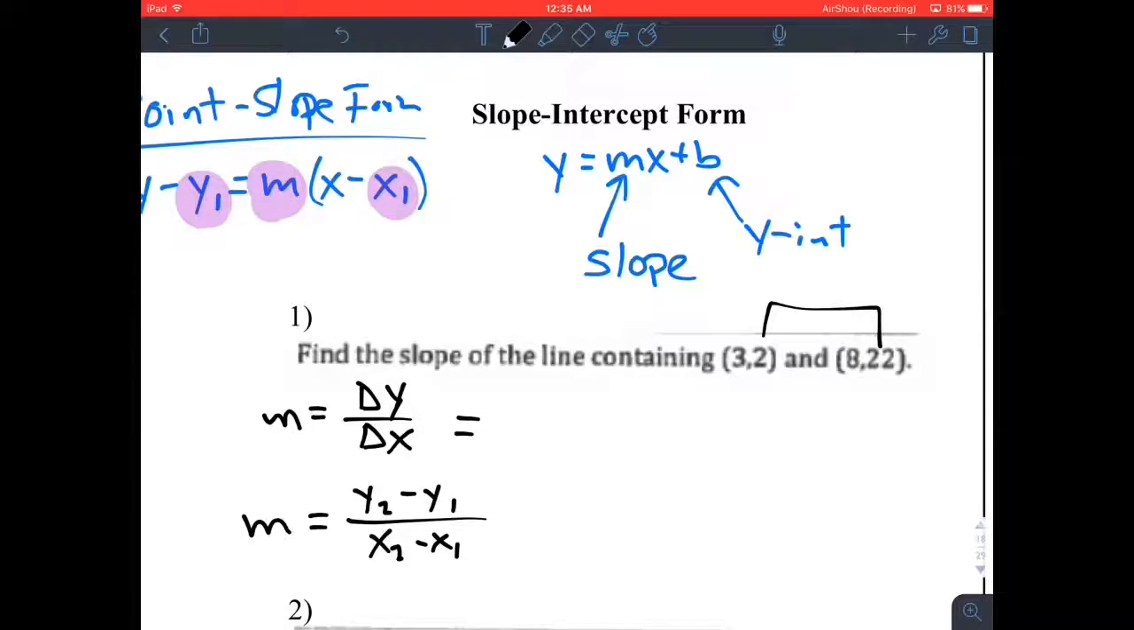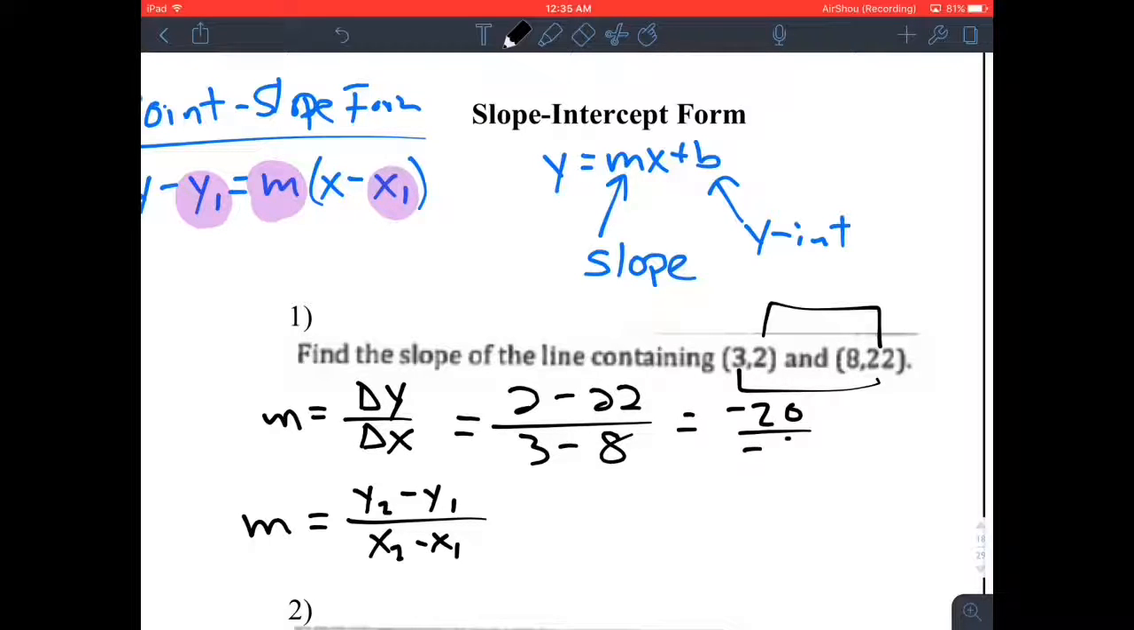So our y values are 2 minus 22. Our x values are 3 minus 8. It's going to give us negative 20 over negative 5. Gives us a slope of 4. This line has a slope of 4.